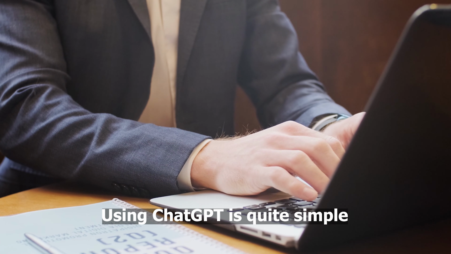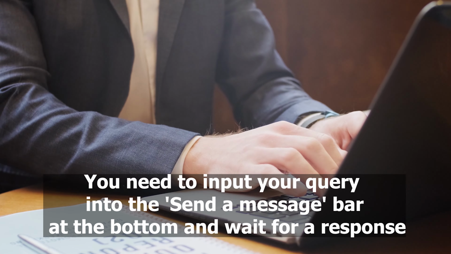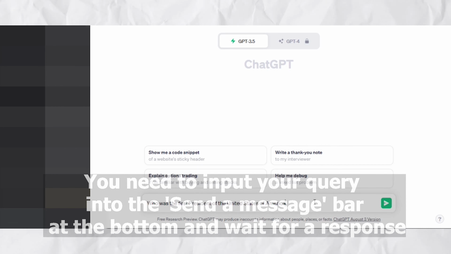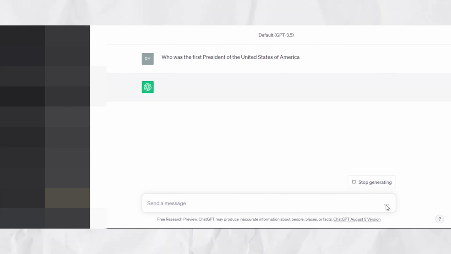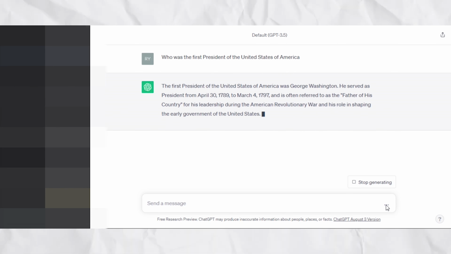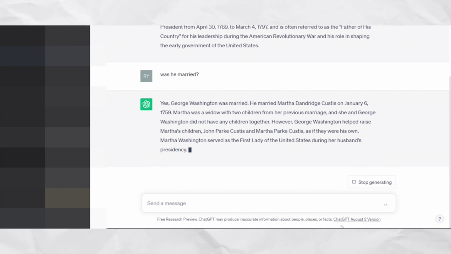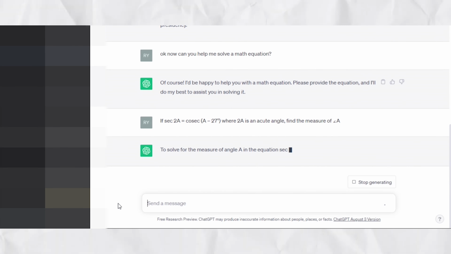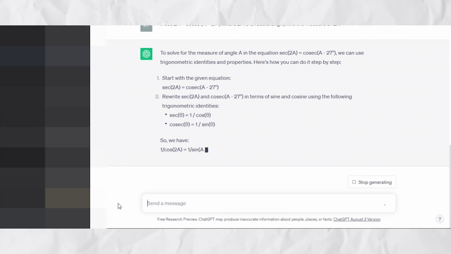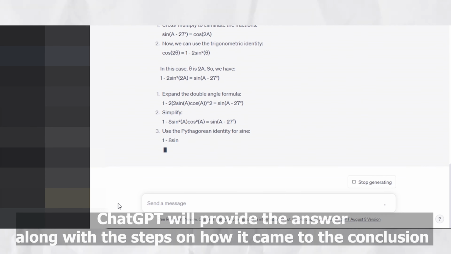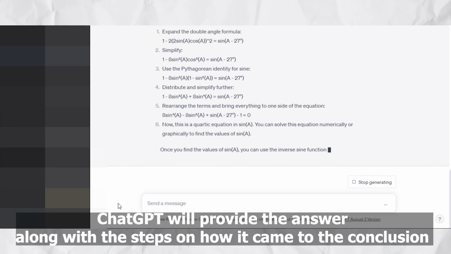Using ChatGPT is quite simple. You need to input your query into the send a message bar at the bottom and wait for a response. Your questions can range from something as simple as who was the first president of the United States of America to a question on how to solve a complex mathematical equation. ChatGPT will provide the answer along with the steps on how it came to the conclusion.